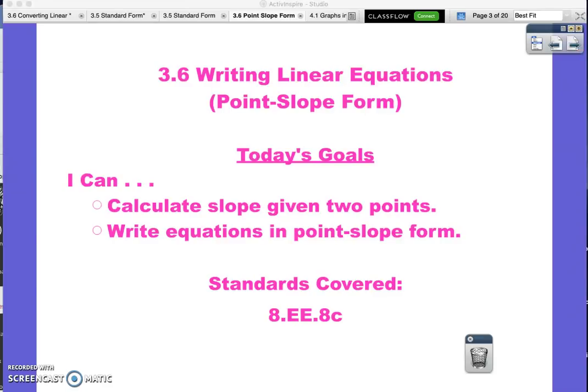Good morning, good afternoon. This is 3.6 writing linear equations in point slope form.